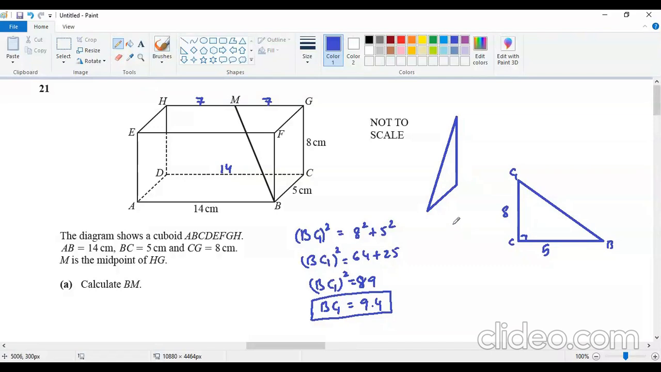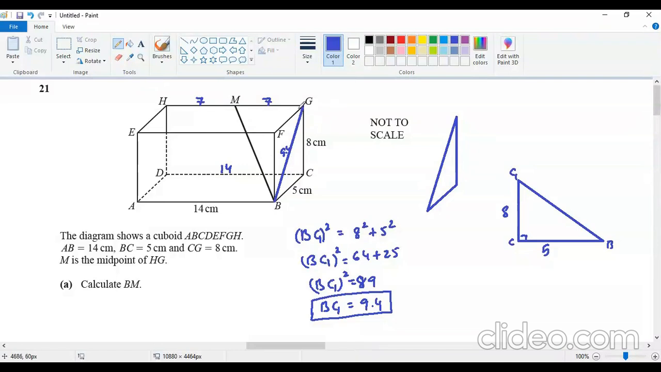So that means the length from here to here is 9.4. This length we are talking about, we are talking about BG. BG length is 9.4. Okay. So the length from here to here is 9.4. Now we know very well that moving ahead, we need to find out BM.